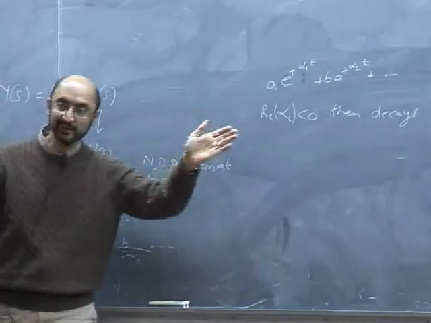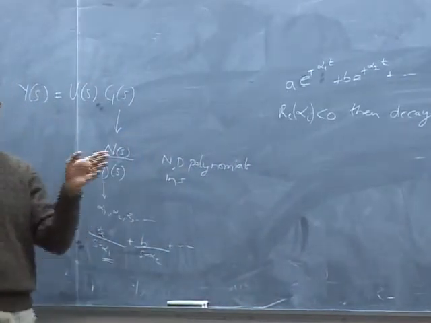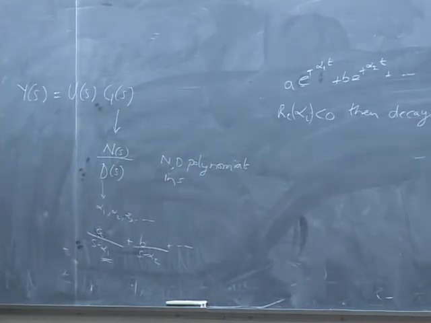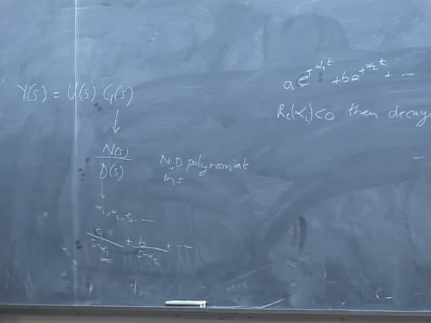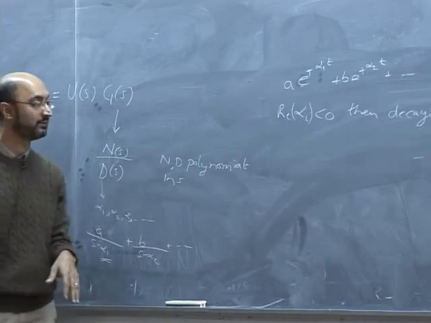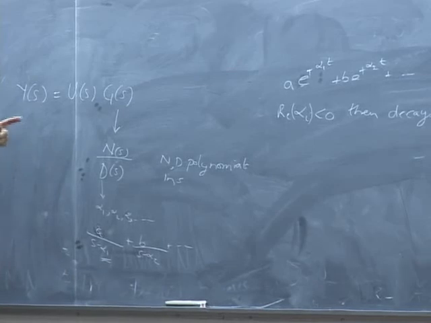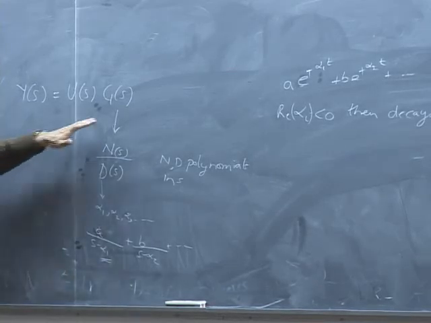And if it's not in the left half plane, if it's on the imaginary axis, we get oscillatory behavior. And if you have even one root on the right hand side, then you're going to get exponentially increasing behavior rather than exponentially decreasing behavior. So all this comes basically from the form of the transfer function.